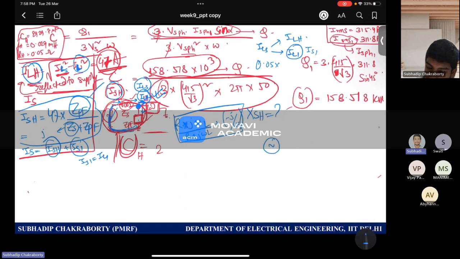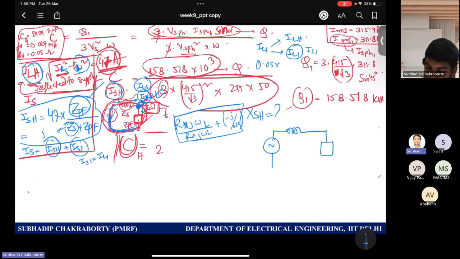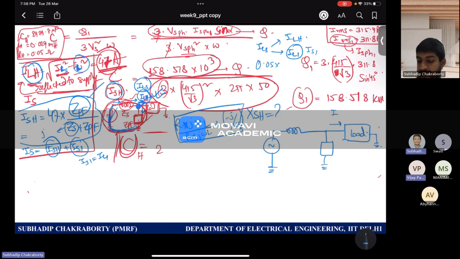So I hope this is clear, what we did. I'm just explaining once again. This is the load reflected to the supply side. This was drawing some harmonic component, IL1 plus ILH equal to IL. These are phasors.